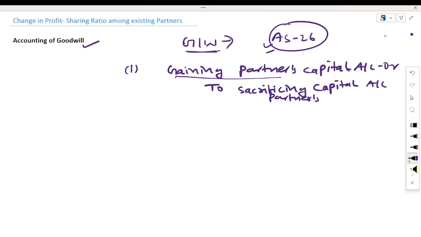Now see this with the help of an example. Suppose A and B are partners here. Their profit sharing ratio is 3:2.